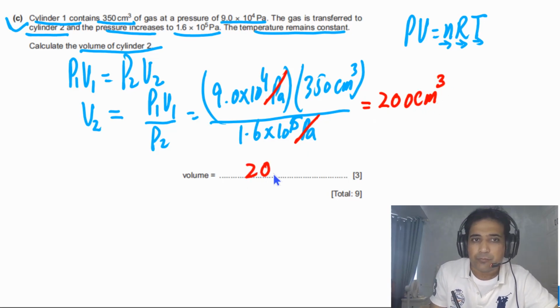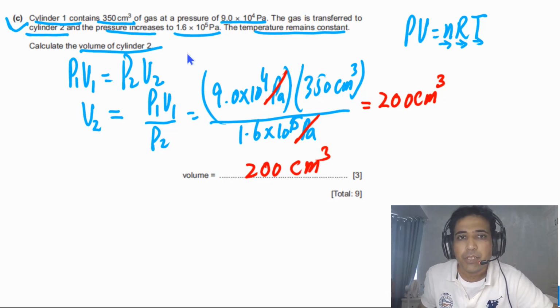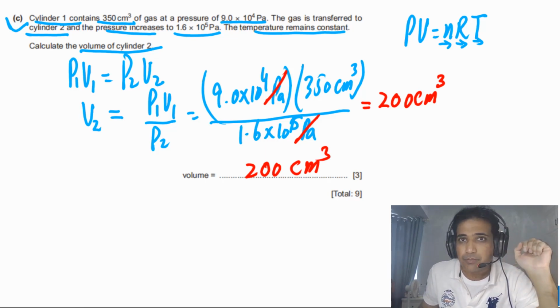So this is our final answer. And this is how you can approach this type of problem. In this case, you do not need to convert units into meters.